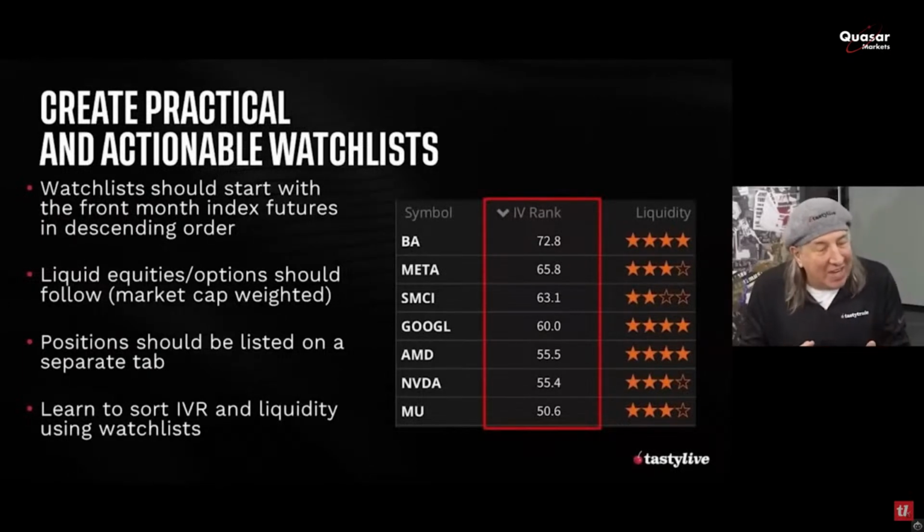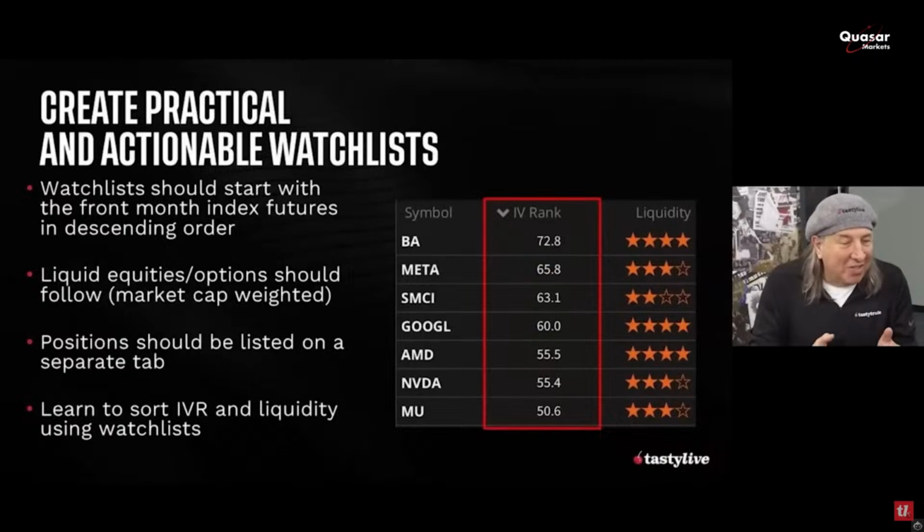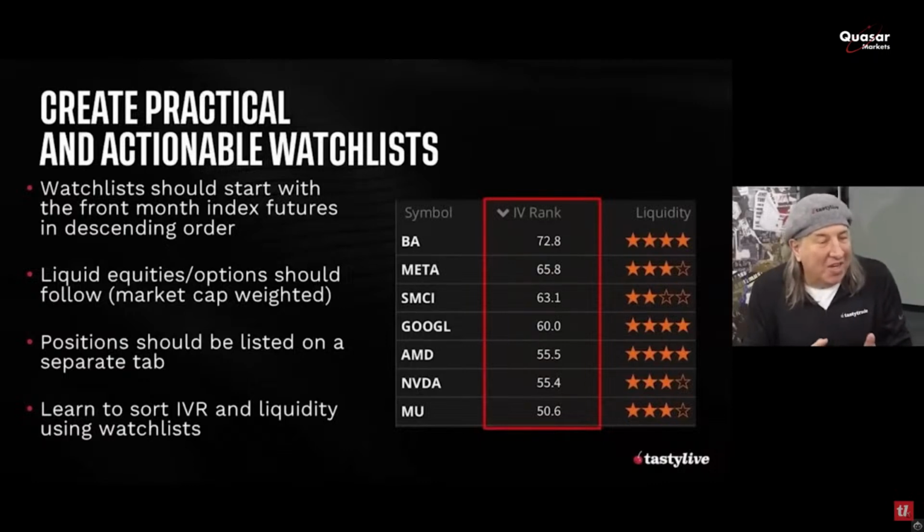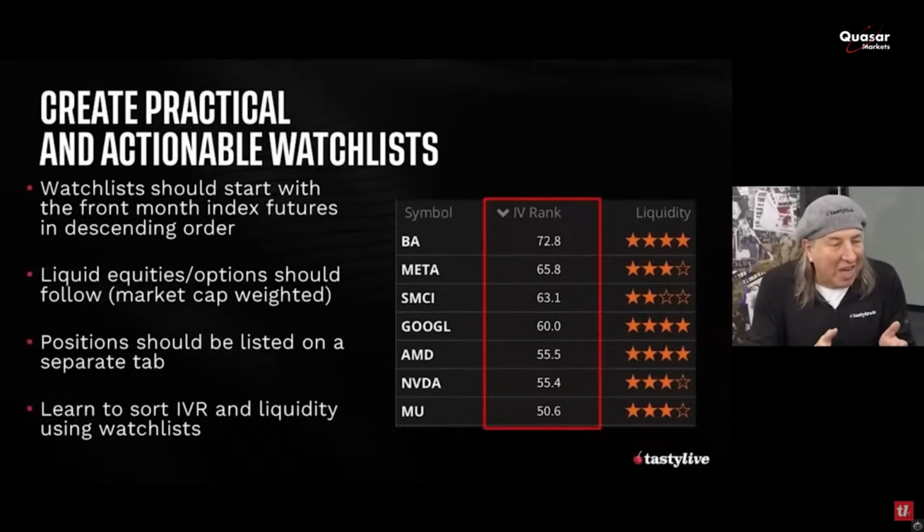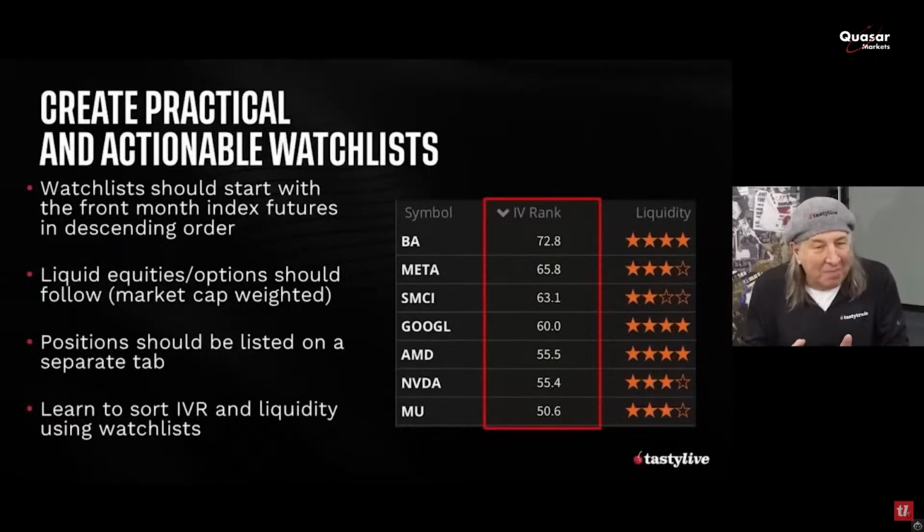and then also being able to flip quickly to a list of all your positions. And what's super important, and what I'm excited about, is the way technology has developed since the early days of when we were building Thinkorswim to where we are today with Tasty. We've come a long way, and we now can sort watch lists by pretty much 50 or 60 different things. And if you learn to sort by IVR and liquidity, it really helps. What I posted here on the first slide was just an example of sorting by IVR and liquidity.